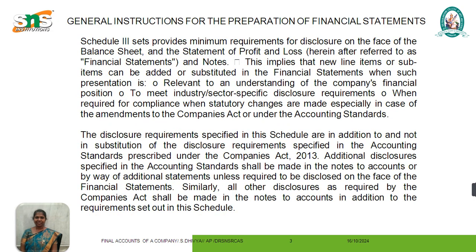The general instruction for the preparation of financial statements is that Schedule 3 sets the minimal requirement for disclosure on the face of the balance sheet and the statement of profit and loss, that is, the financial statements. The disclosure requirements specified in the schedules are in addition to, and not in substitution of, the disclosure requirements specified in the accounting standards prescribed under the Companies Act 2013.